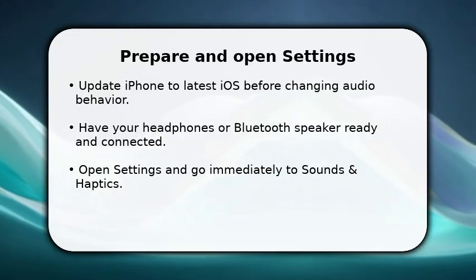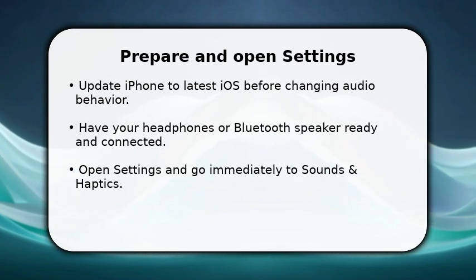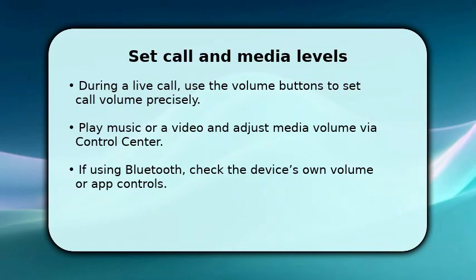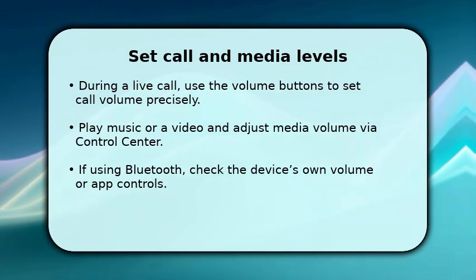Make sure you can reproduce both a call and a media playback for testing next. Now you'll set call volume and media volume separately. Place or receive a call and adjust the on-call volume with the side buttons. This adjusts call audio only.